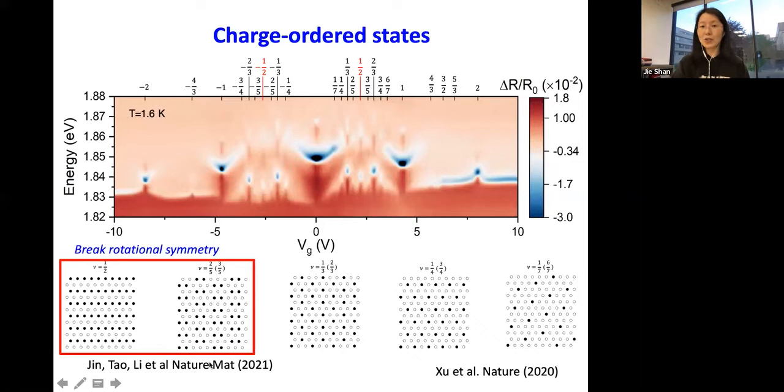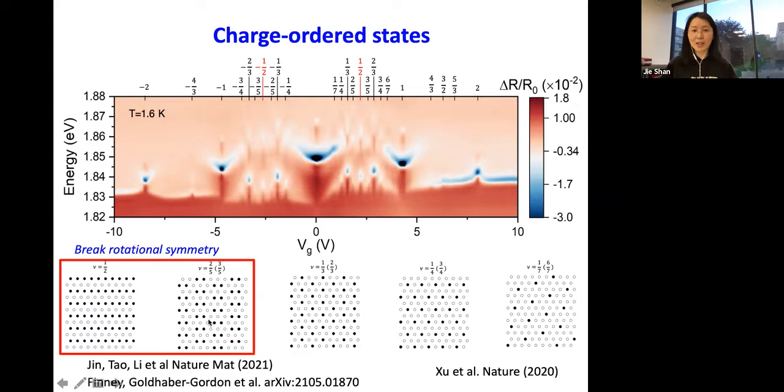And I just learned today from David that they have seen something similar in twisted bilayer graphene, a little bit above the magic angle. And it seems that these stripy electronic states are more common than you would think.